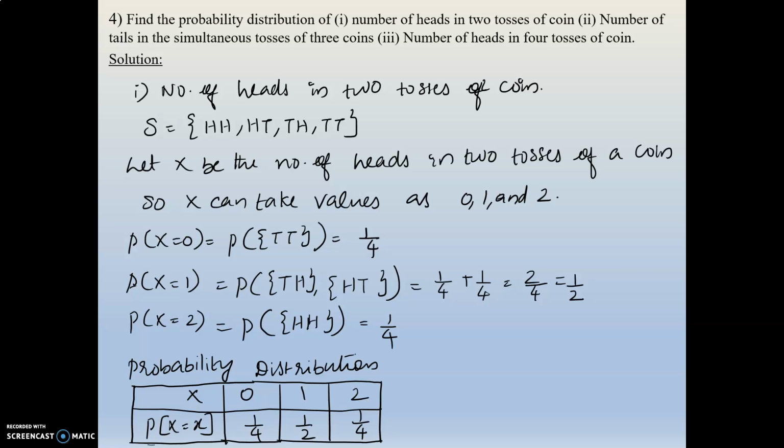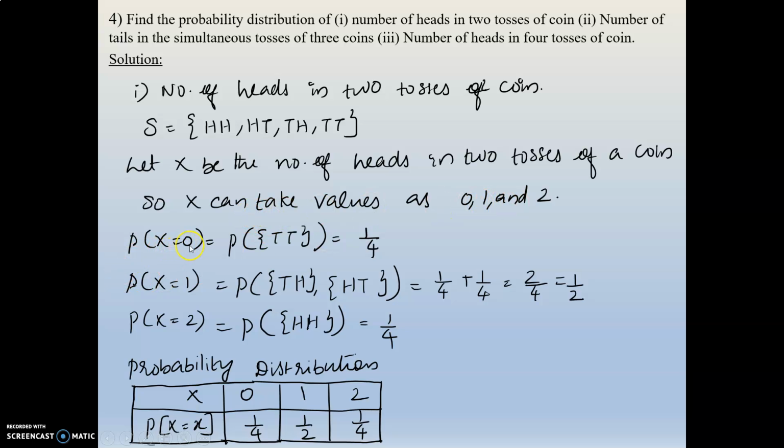So the sample space for that, as 2 coins are tossed, is HH, HT, TH, and TT. These are the possible outcomes of the sample space. So let X be the number of heads in 2 tosses of a coin. So X can take values: in TT you are getting 0 heads, in TH and HT we are getting 1 head, and in HH you are getting 2 heads. So the possible values of X are 0, 1 and 2.